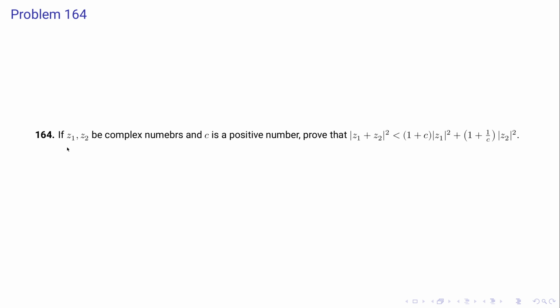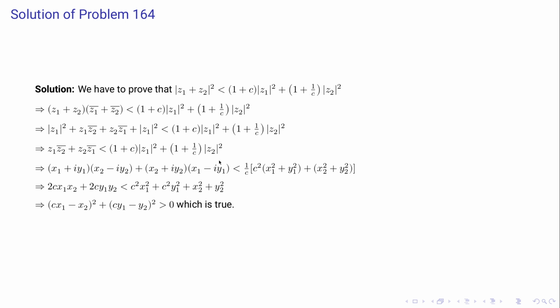Problem 164 says that if z1, z2 are complex numbers and c is a positive number, then prove that mod of z1 plus z2 squared is less than 1 plus c into mod of z1 squared plus 1 plus 1 by c multiplied with mod of z2 squared. So we have this given expression.